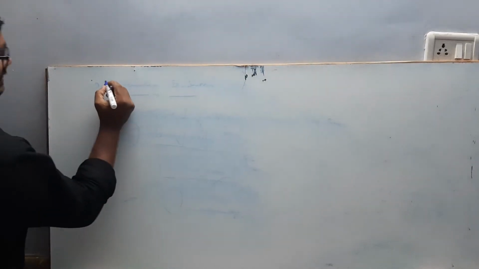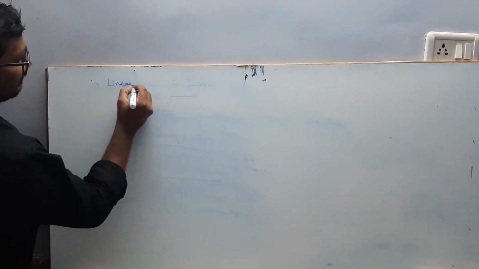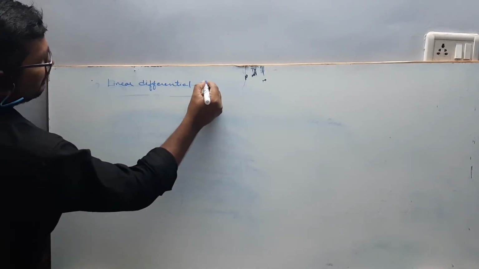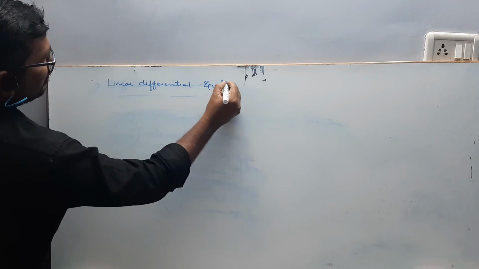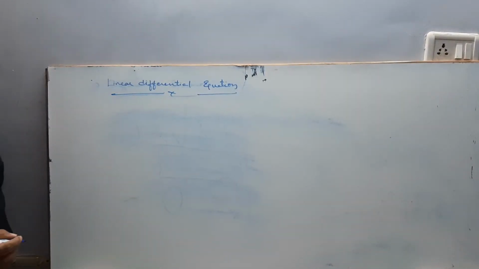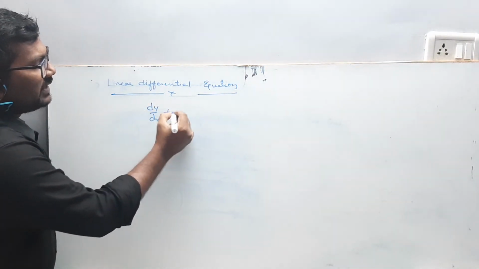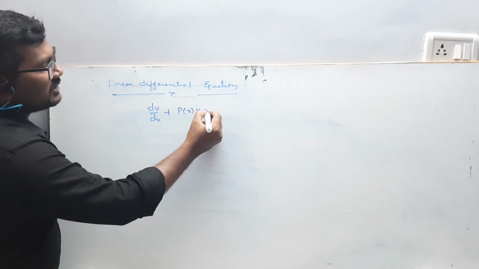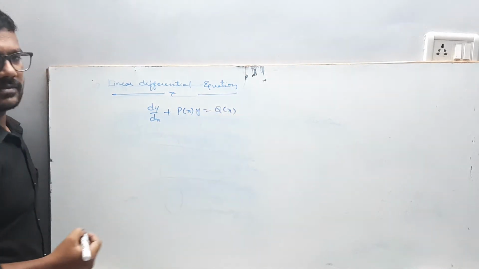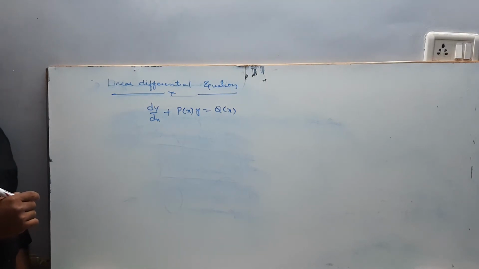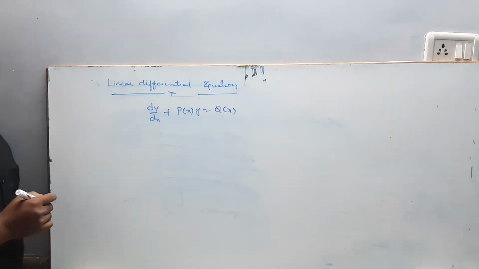The topic is linear differential equation. An equation in the form dy by dx plus P of x into y is equal to Q of x is called a linear differential equation. How to identify it, master?